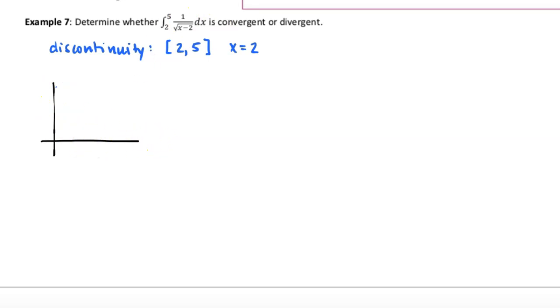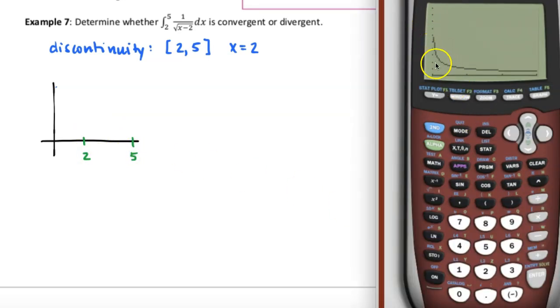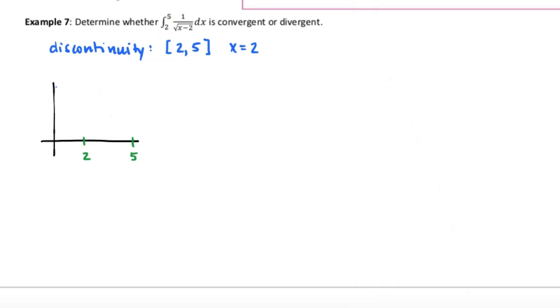From 2 to 5, and I'm just going to worry about what this looks like from 2 to 5. And I can see looking back at my graph that it looks like I have a vertical asymptote at x equals 2, remembering that we started off at x equals 2. So I have an asymptote at x equals 2. I'll just draw this dotted line to show that. And I want to find out if this is a finite or an infinite area. Just labeling my function really quickly.